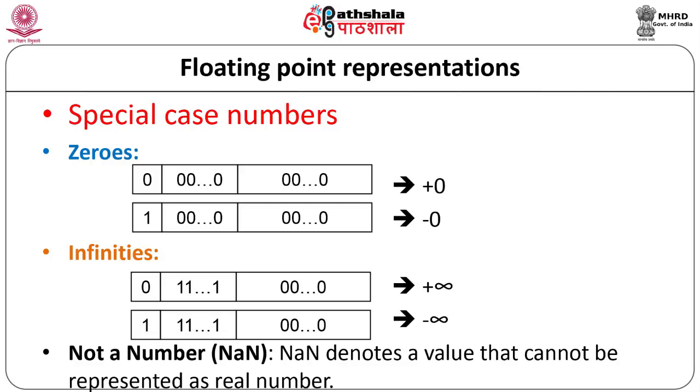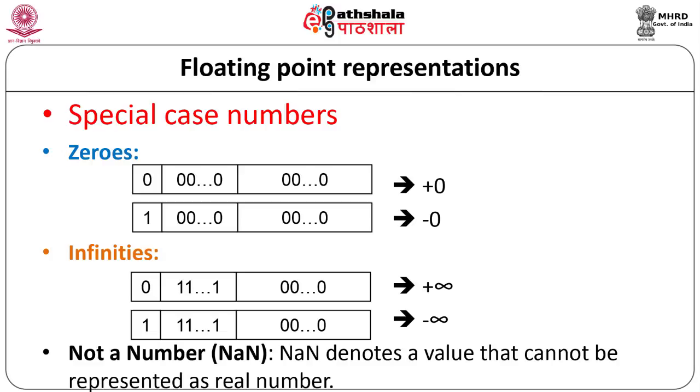Infinity, the value of plus infinity, for example 1 upon 0, and minus infinity, for example minus 1 upon 0, are represented with an exponent of all ones, that is E is equal to 255 for single precision and E is equal to 2047 for double precision. F is equal to 0 and S is equal to 0 for plus infinity, and S is equal to 1 for minus infinity. Not a number, that is NaN, denotes that the number cannot be represented as a real number, for example 0 upon 0.